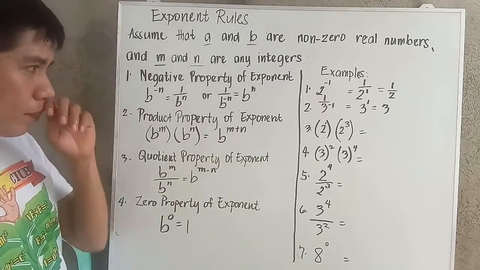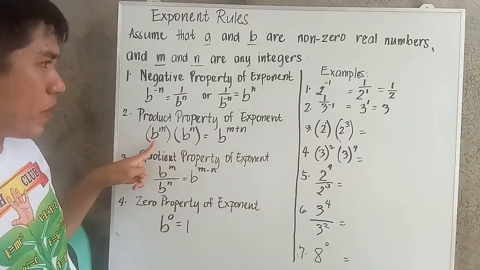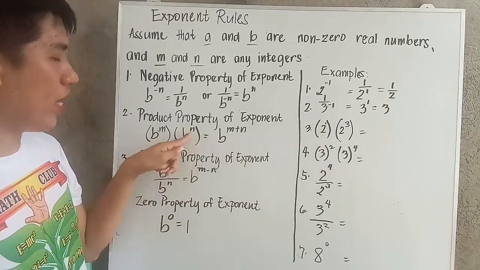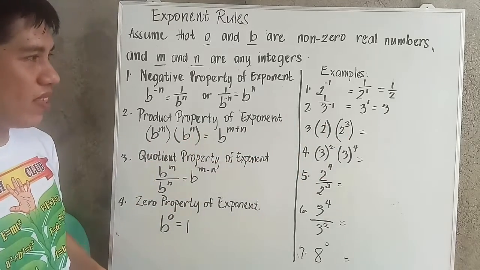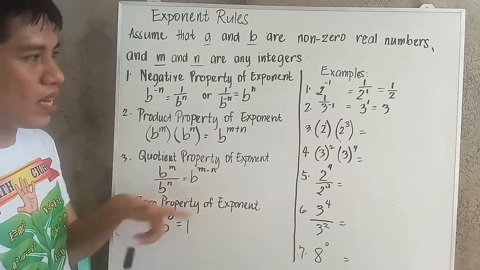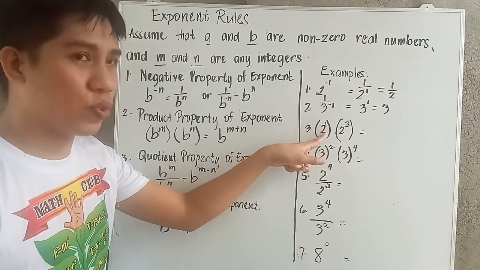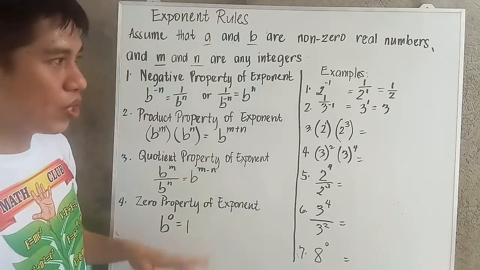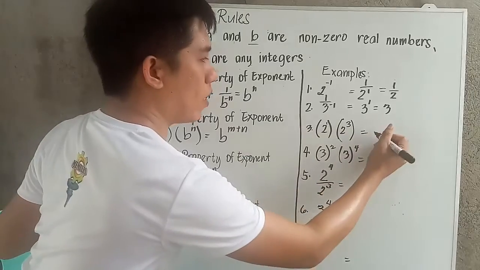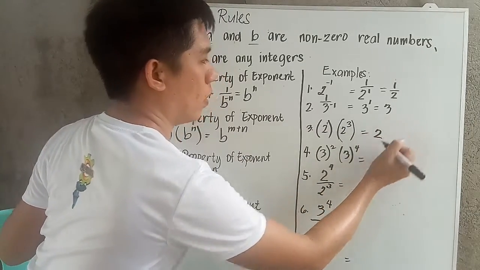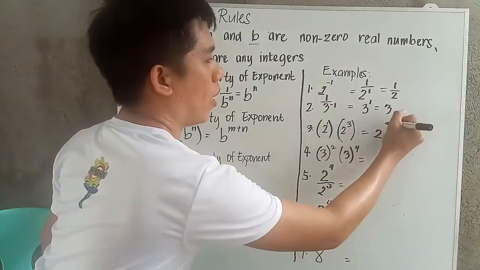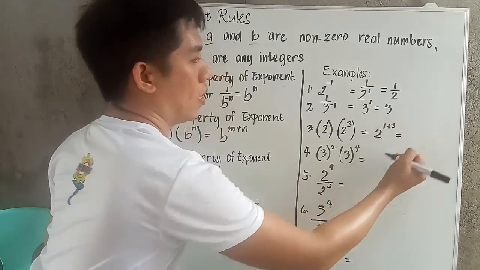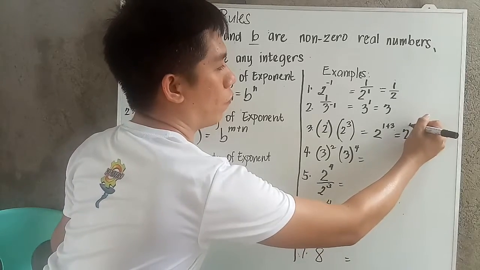For example, here our value of b is 2, our m is 1, and our n is 3. To simplify this, instead of saying 2 raised to the power of 1 is 2, then 2 raised to the power of 3 is equal to 8, we just copy the base first, then add the exponents, 1 plus 3. That would be equal to 2 raised to the power of 4.